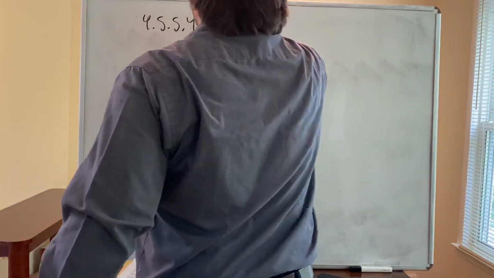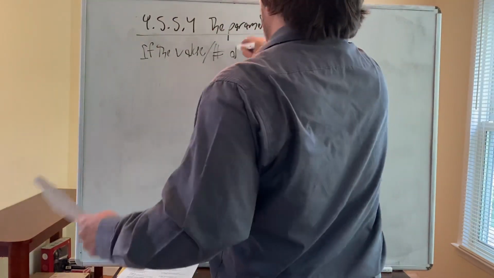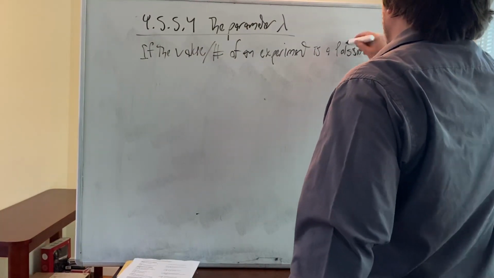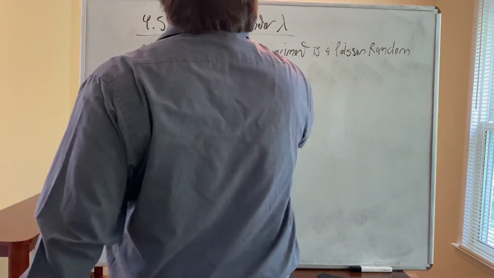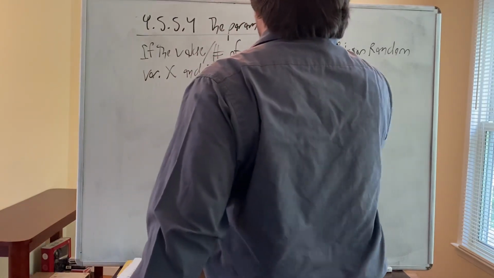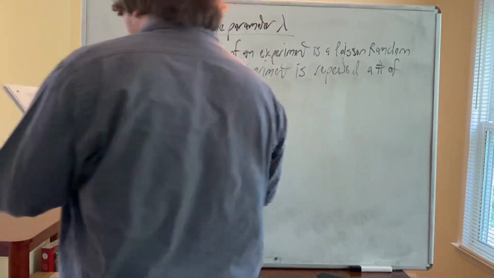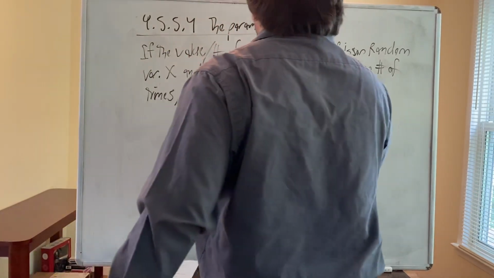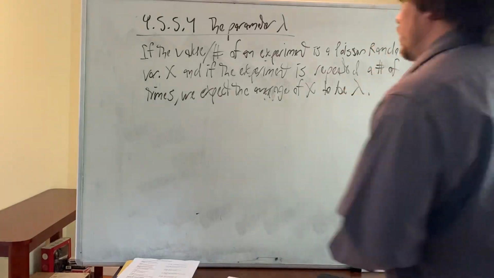Okay, and so 4.5.5.4 is about the parameter lambda. And so if the value, which is a number value, the value slash number of an experiment is a Poisson random variable X, and if the experiment is repeated a number of times, we expect the average of capital X to be lambda. Okay, so lambda is kind of like the average here.